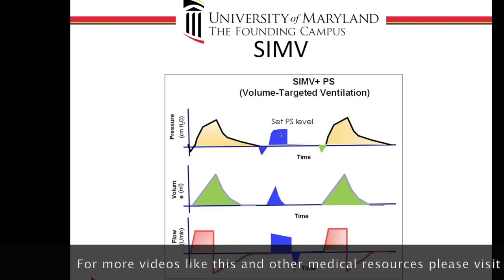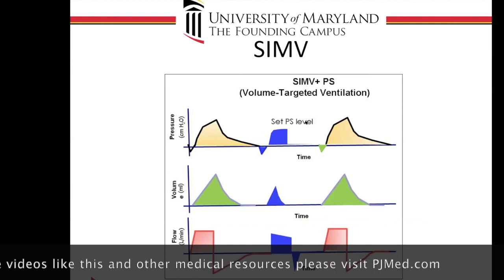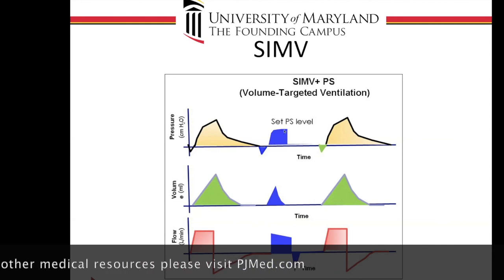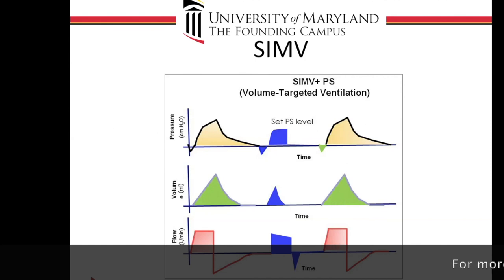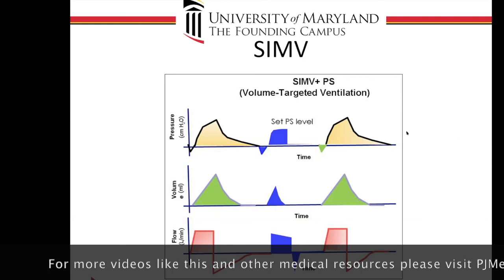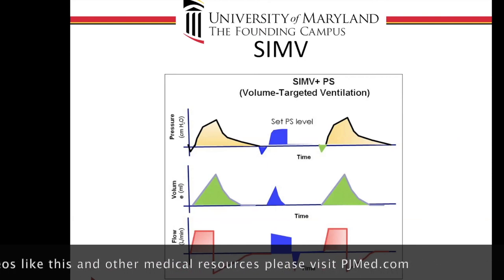CPAP mask, BiPAP mask, that's what you're getting in between. You're getting a supported breath. It's not a complete breath. It could be, but it's just a partial breath. And then the mandatory breath kicks in and gives you what you want. So that's SIMV, and sometimes you'll see this SIMV plus pressure support. It's really all SIMV. Synchronous intermittent mandatory ventilation, okay?